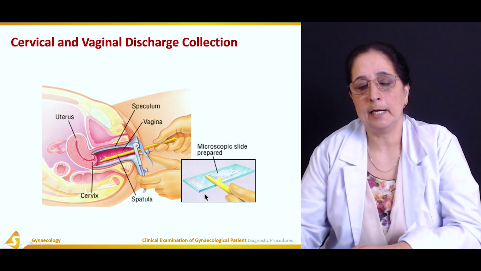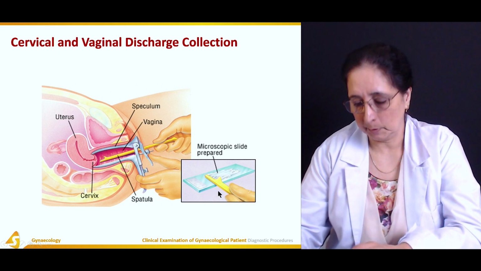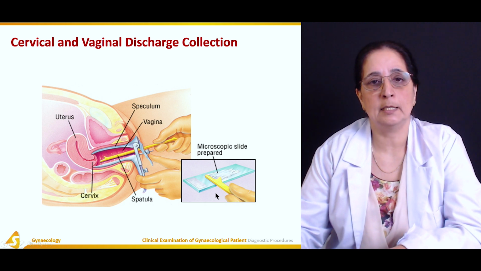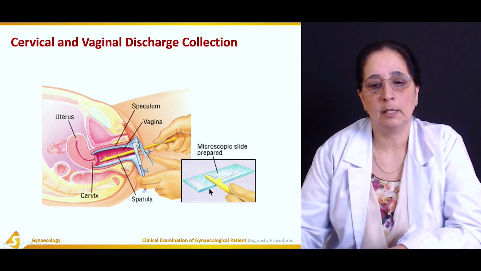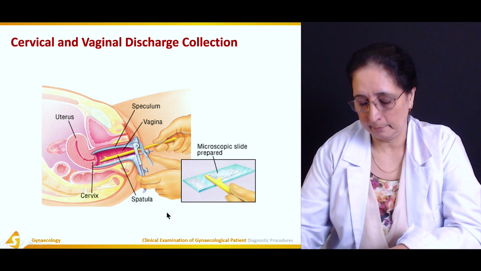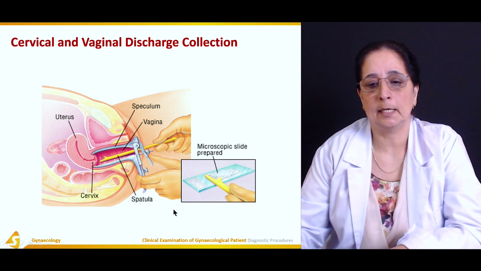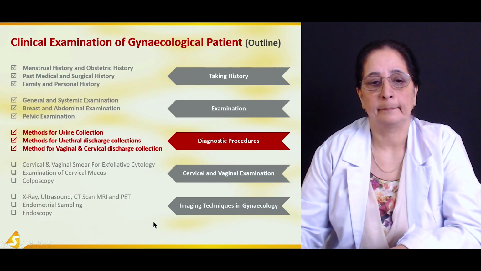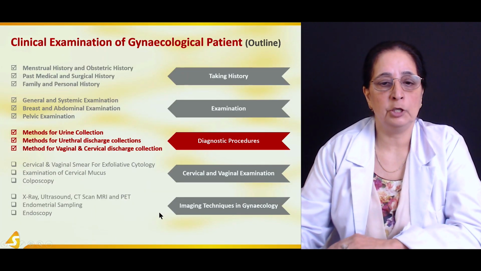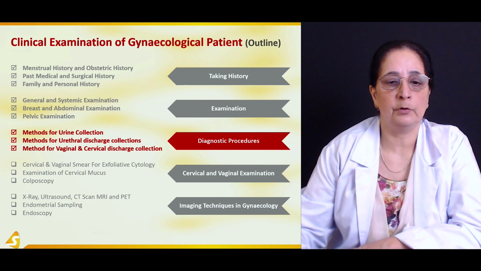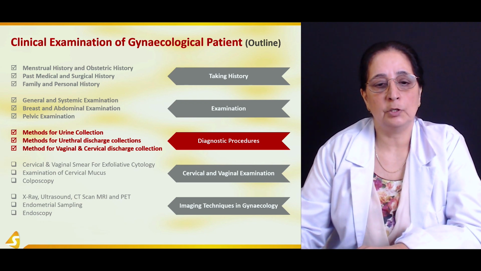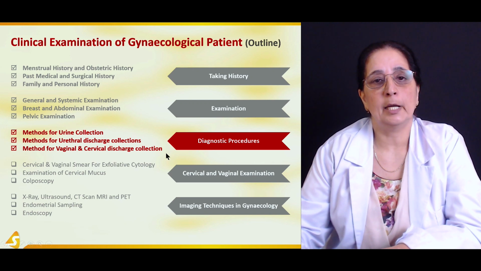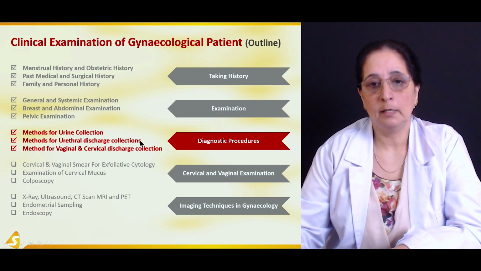And then a slide is prepared, sprayed with the fixative, and sent to the lab for study of the cells and tissues, or if there is any abnormality. So that was all about the methods of urine collection, collection of urethral discharge, and collection of the vaginal and the cervical discharge.